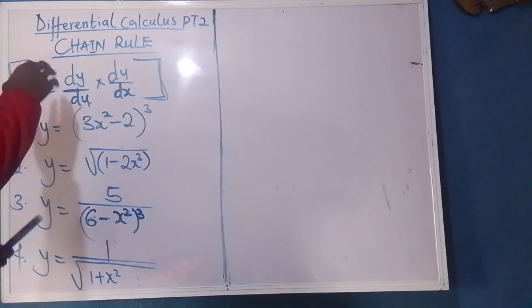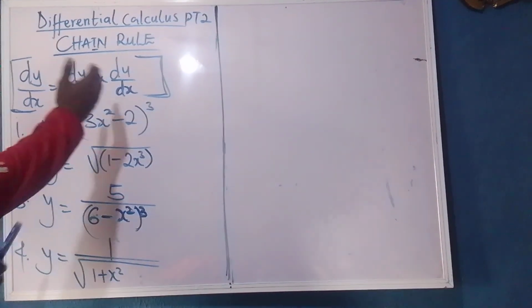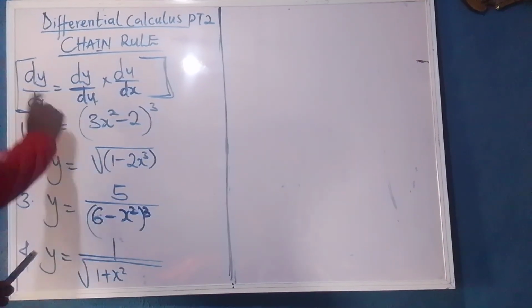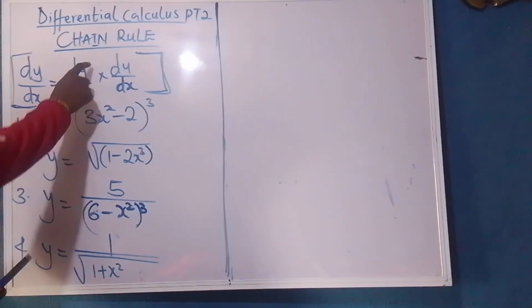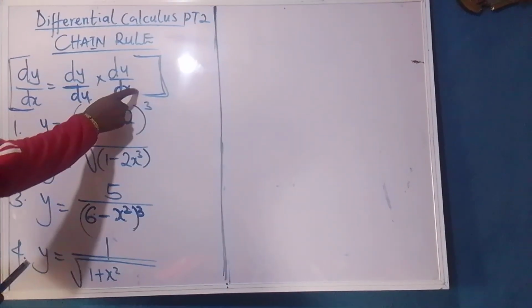Part 2, where we are going to be talking about the chain rule. So these are some questions, but before we go to the questions, this is the formula for the chain rule, which is dy over dx equals dy over du times du over dx.